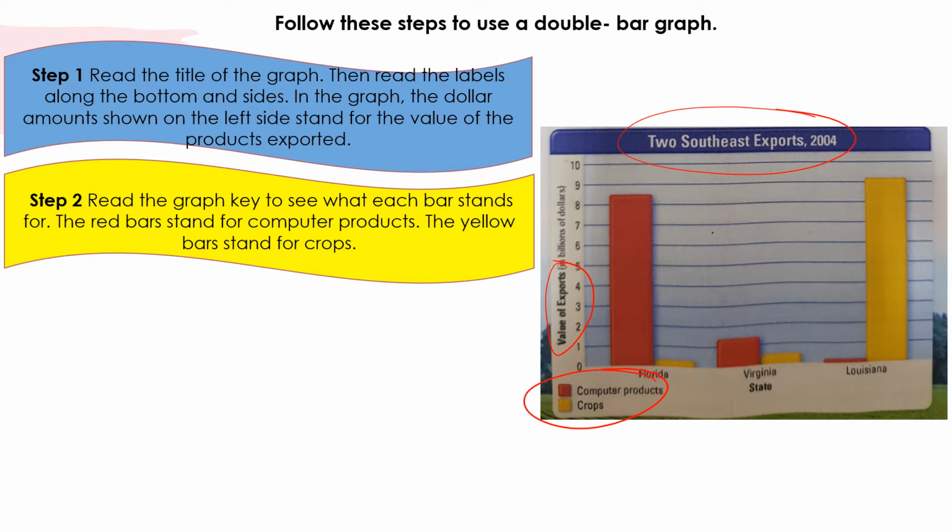It's the same, class, when you are reading a map. You can find a map key that helps you understand how to read a map. So the graph key here shows the two Southeast exports, which are computer products and crops.